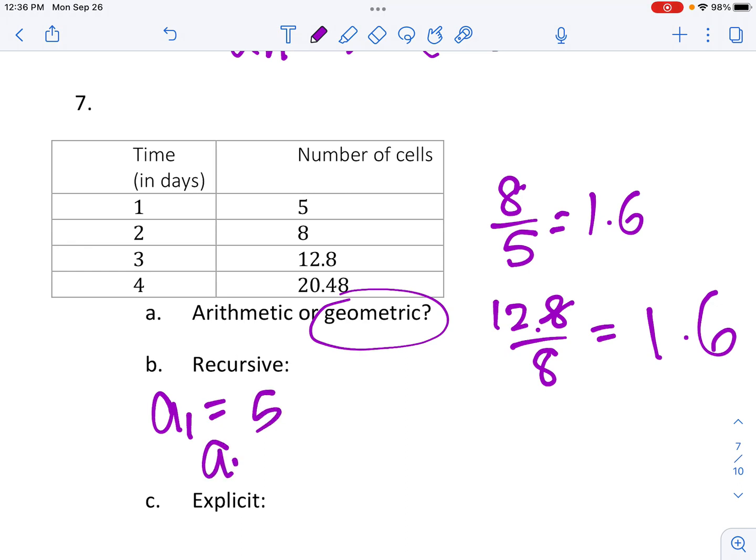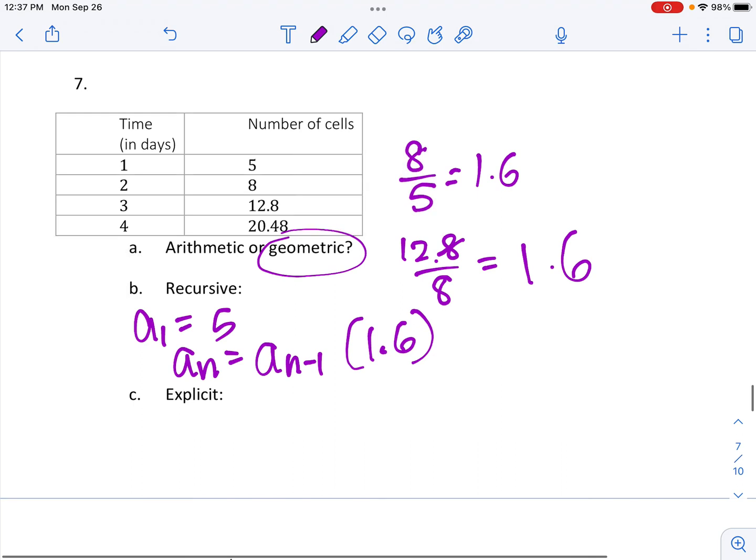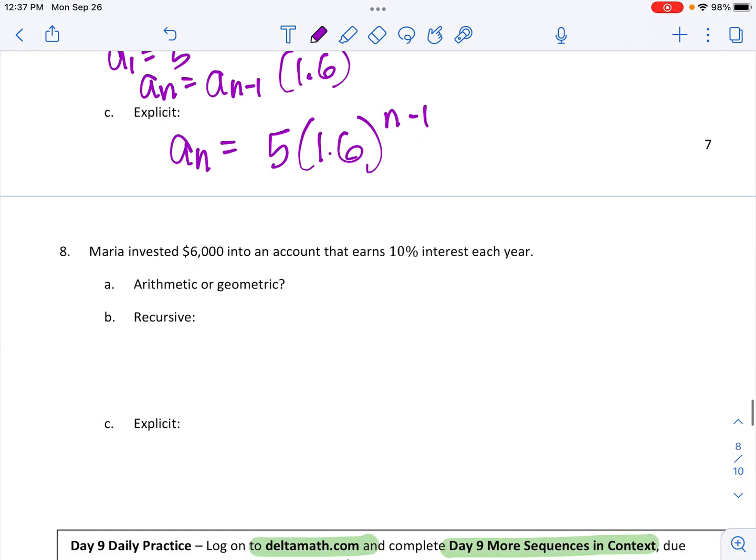So the first term is 5. To find any number, you take the one before it and multiply by 1.6. The explicit, we need first term times 1.6 to the n minus 1 power, since we started at the first term.